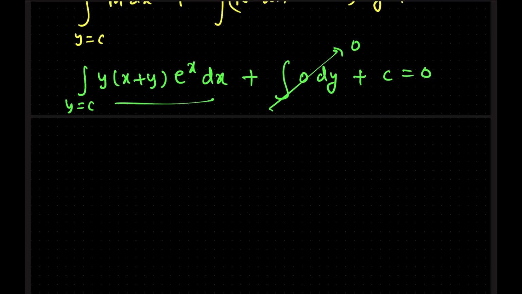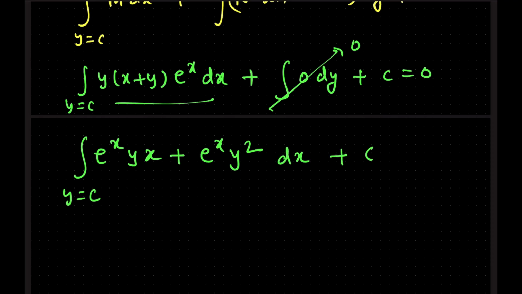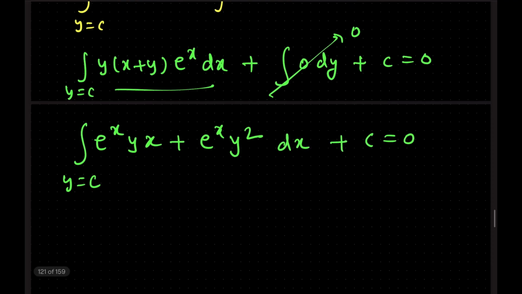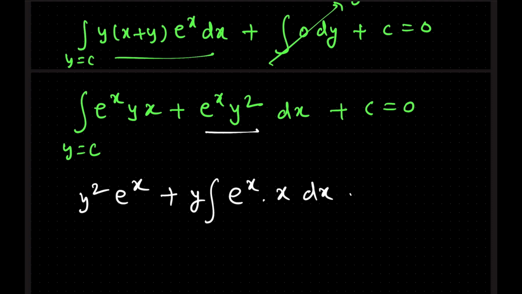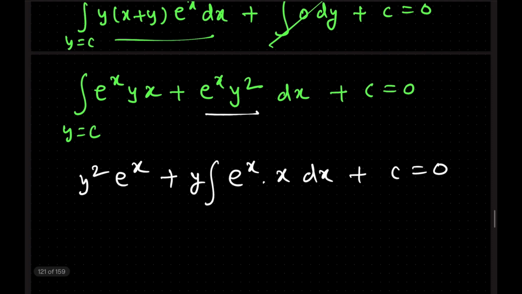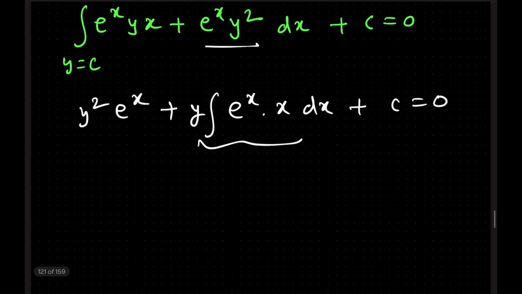So this is 0. Just we have to solve this part. We will split it first. If you split it, you get e^x into y into x, and the second term is e^x into y square, that we have to integrate assuming y is constant. So we will split it again. If you integrate this term, y square will come outside and the integration of e^x will be e^x only, plus here y will come outside and you will integrate e^x into x dx plus c equal to 0. Now here we will apply integration by parts.